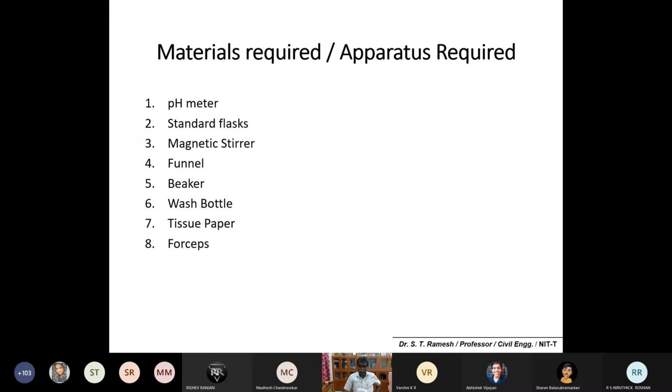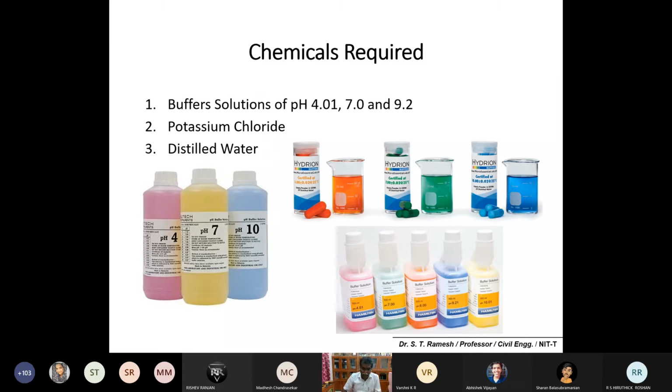For the determination of pH, you need a pH meter, standard flask, magnetic stirrer, funnel, beaker, wash bottle, tissue paper, and also forceps. These are the apparatus required for pH measurement. The pH meter is for measurement, and the standard flask is for making your standard pH solutions. The magnetic stirrer is for complete mixing, tissue paper is for wiping your electrodes, and forceps are for picking up the pH buffer tablets.